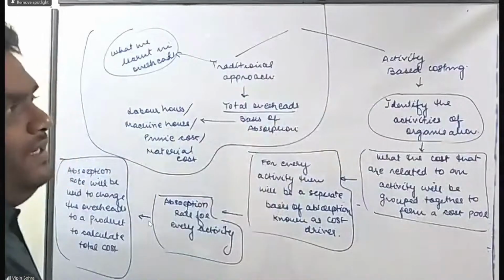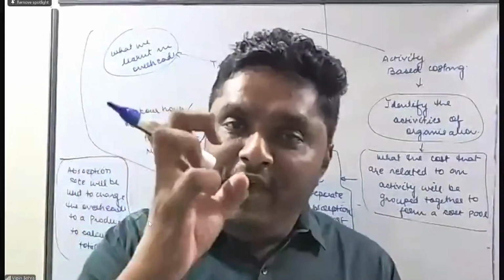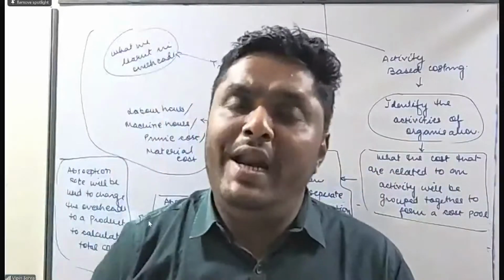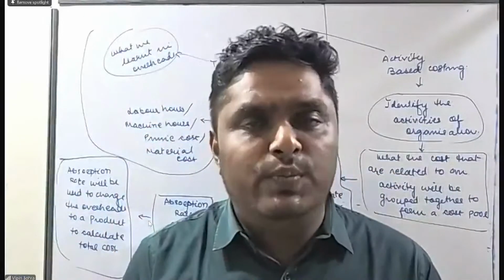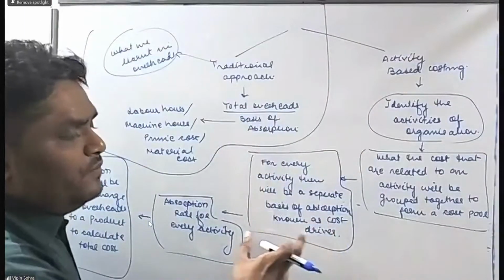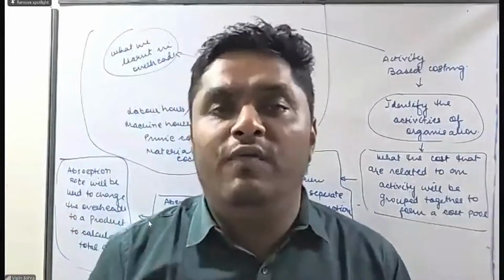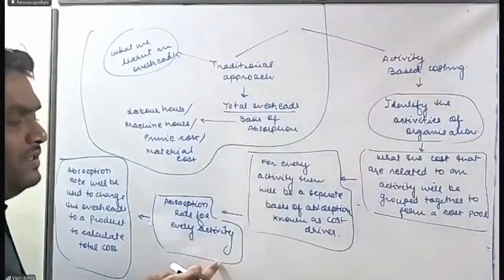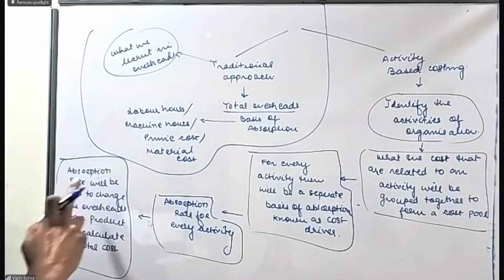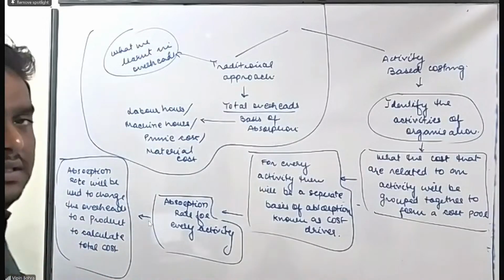But when talking about activity-based costing, it says first identify the various activities. Whatever the costs that are related to a particular activity will be grouped together to form a cost pool. Third thing, for every activity, there will be a separate basis of absorption. We call it as cost driver. Cost driver is the basis of absorption of overhead. Now, once the cost driver is ready, we can calculate the absorption rate for every activity, and that absorption rate will be used to charge the overheads to a particular product to calculate the total cost.